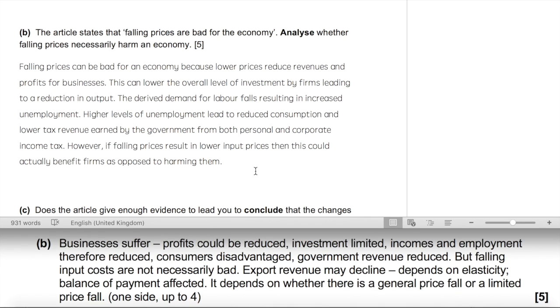I think we have a very clearly explained analysis of why falling prices are bad for an economy. I would give this 5 marks. If you could improve upon it, I'd encourage you to write something in the comments section so we can take a look at it together.